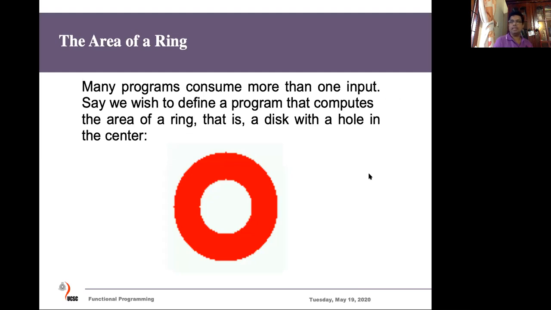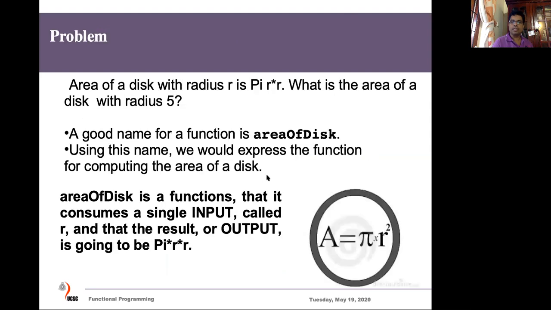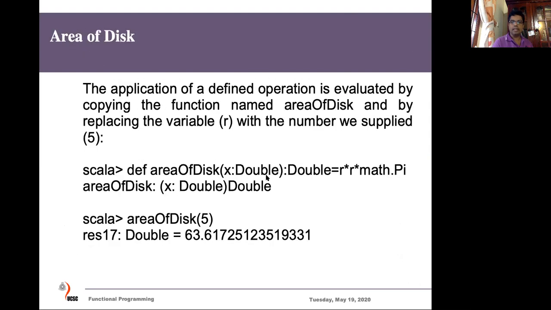Right, let me now show the reusability. Assume we have implemented this area of disk function and tested it, and we know now it is error-free, it works perfectly. Later on, in some other problem, we want to calculate the area of a ring. We don't want to do it from scratch now, because we already have the area of the circle, or the area of the disk function implemented.